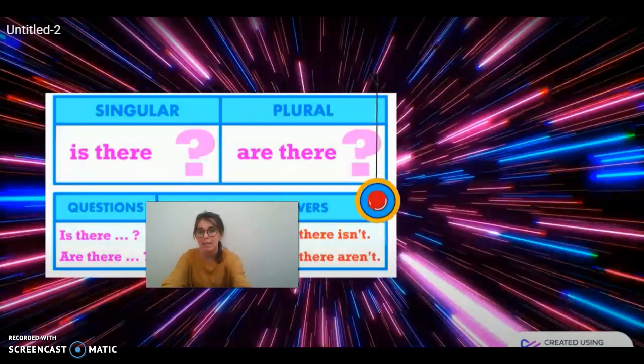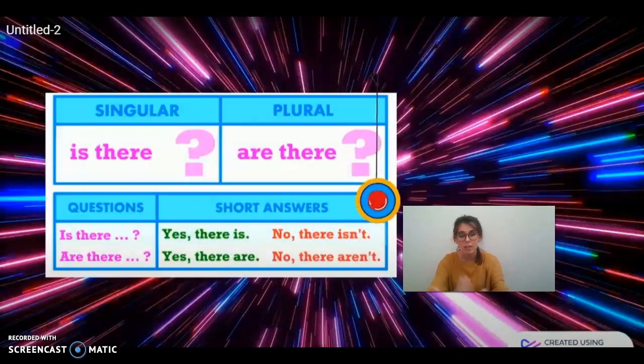See? And then you have the answers, because every time you're going to ask for something, you're going to receive an answer, right? So if I ask, is there a pencil on the desk? If there is a pencil on the desk, the answer is going to be yes, there is. There is a pencil on the desk. If there is not, you're going to say no, there isn't a pencil on the desk. There isn't any. There's no pencil on the desk.